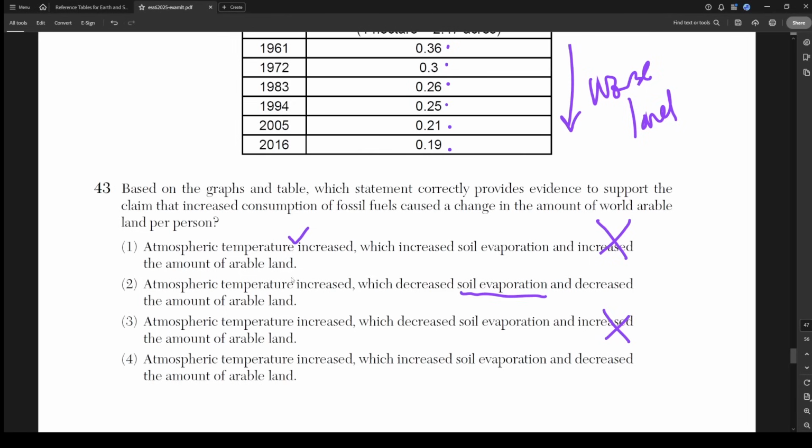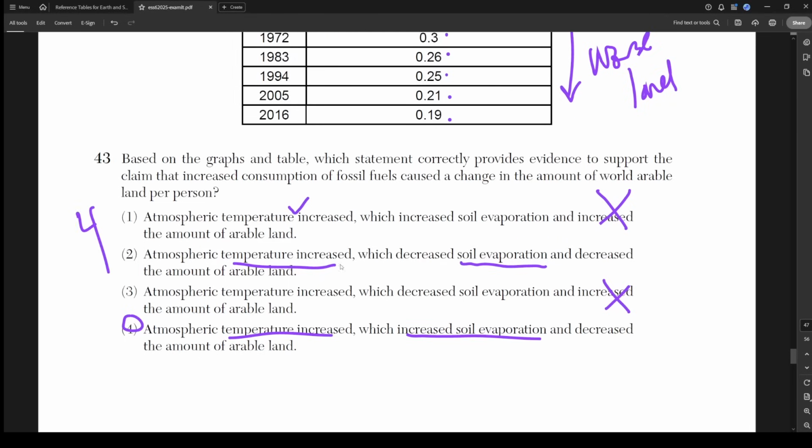Yeah, look, this is why. If you're increasing the temperature, you're increasing evaporation, because something more hot is going to increase evaporation. So 4 has to be the answer: temperature increase, which increased evaporation and decreased the amount of land. So question 43 is 4. Getting to this with the evaporation, with the heat, that's the link you would need to get rid of these 2 and 4.